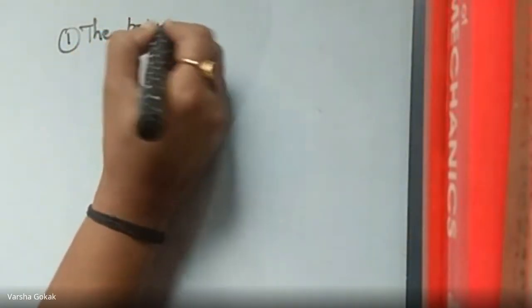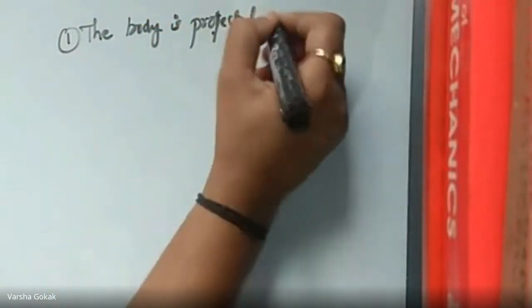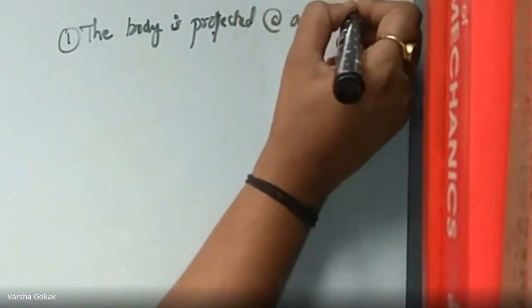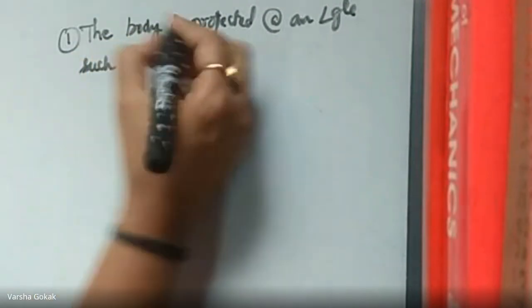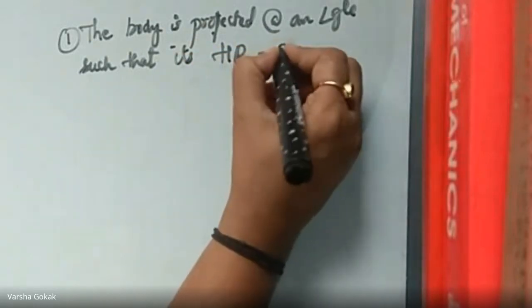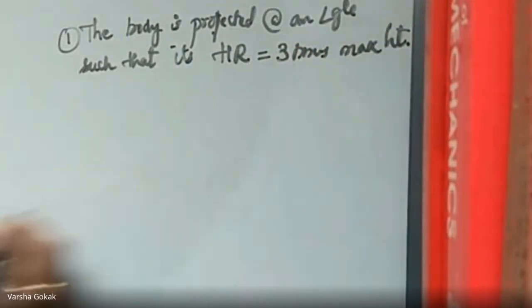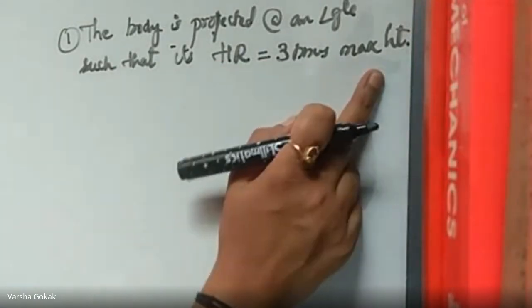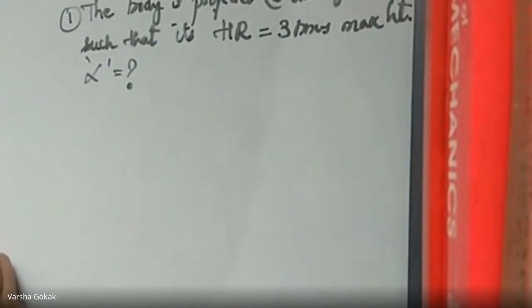Right. The question is, I will write the question, you can also write along with me. A body is projected at an angle such that its horizontal range is 3 times the maximum height. Find the angle of projection. You have to find the alpha.